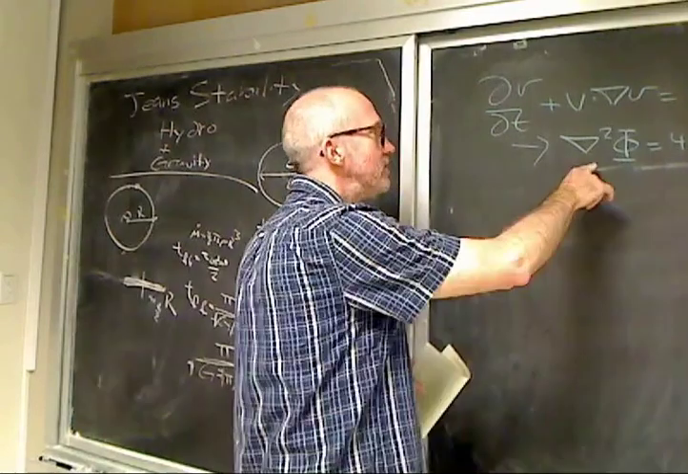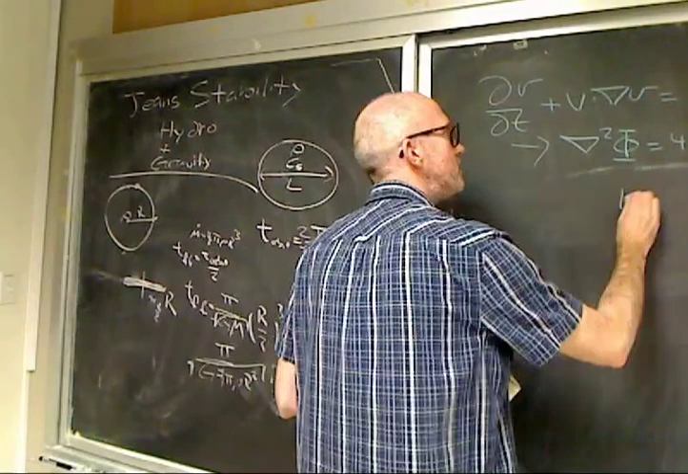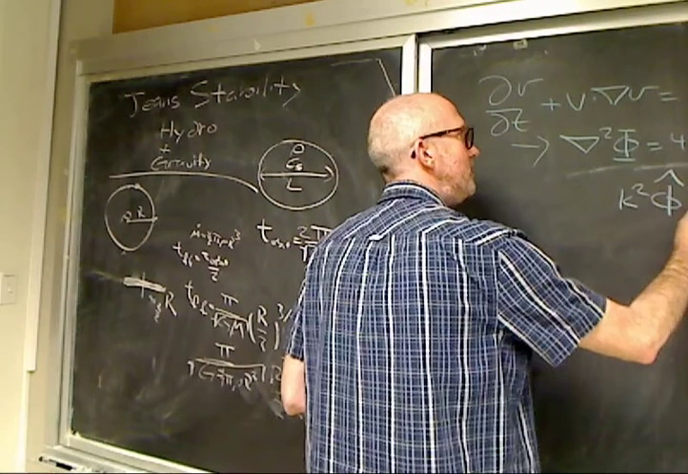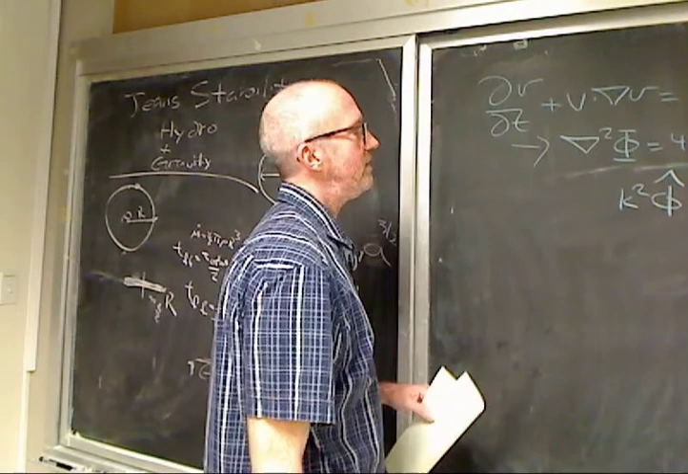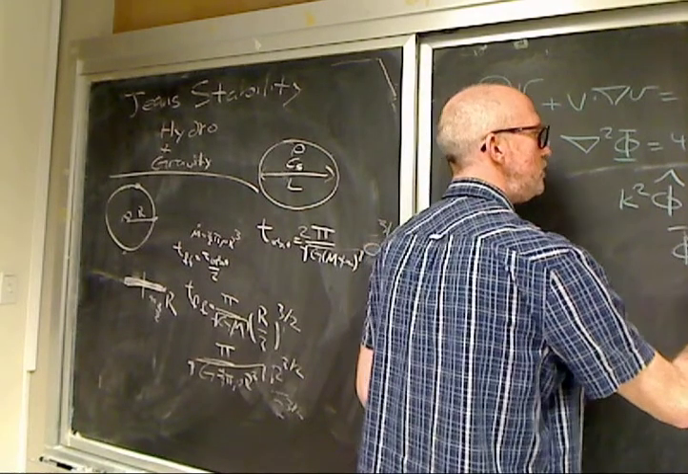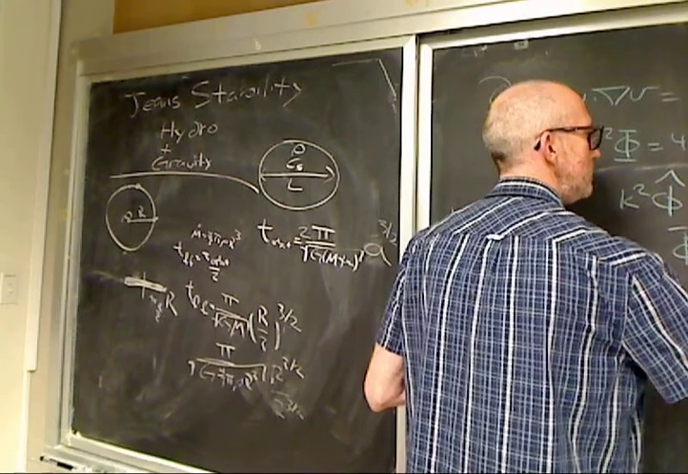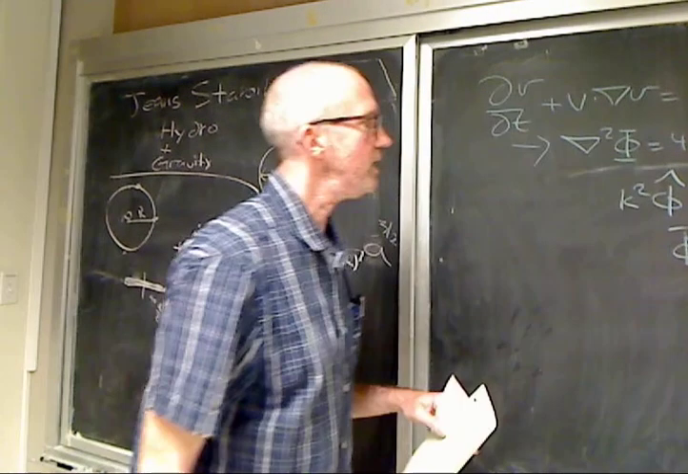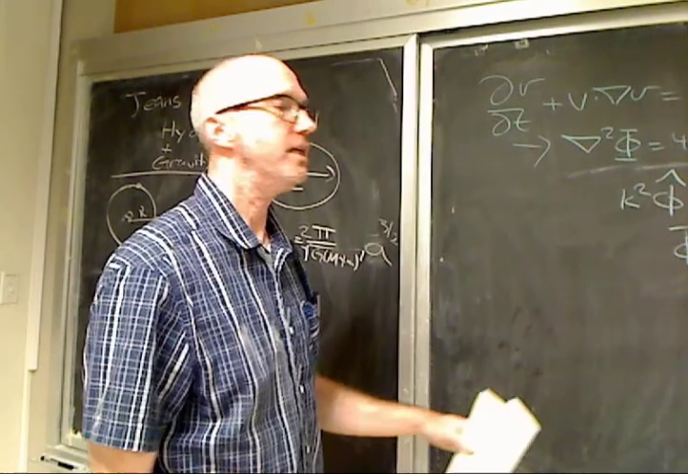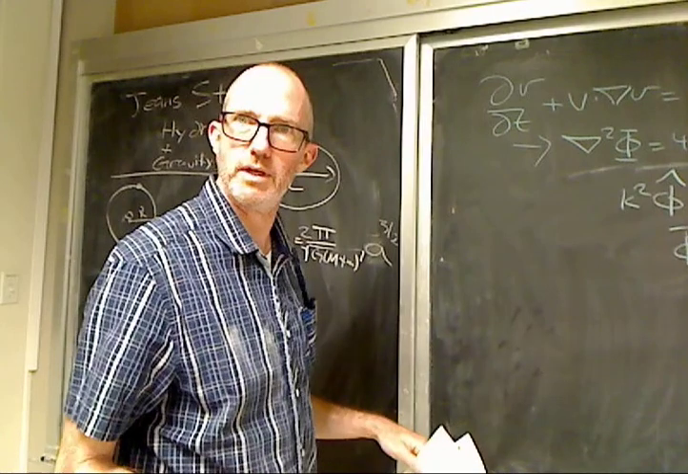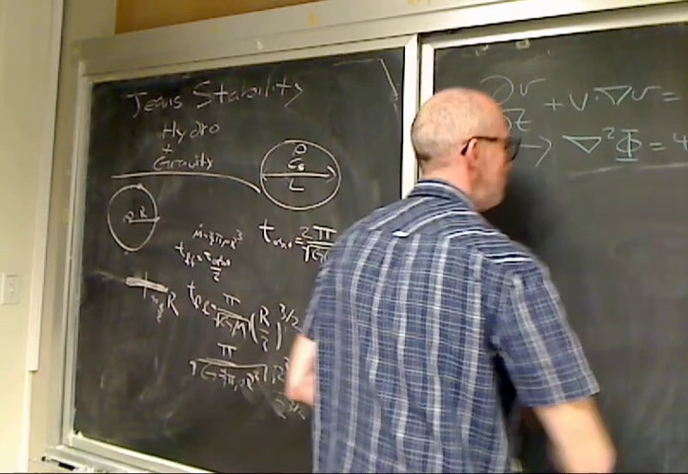You want to see a really fast way to solve this equation? If I boost to Fourier space, this becomes k squared phi hat equals 4 pi g rho hat. And then phi hat is just 4 pi g rho hat times k to the minus 2. So you can get your gravitational potential just by working in Fourier space and multiplying by k to the minus 2. Then Fourier transform back, and you get your potential. I don't need any of that right now.